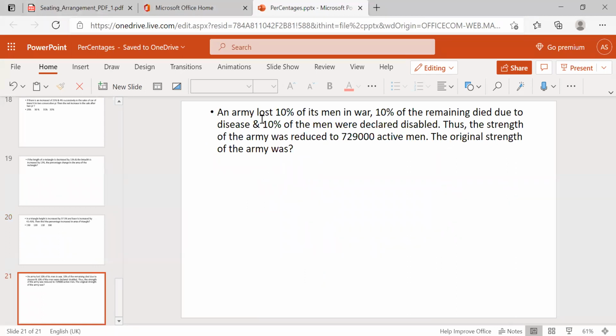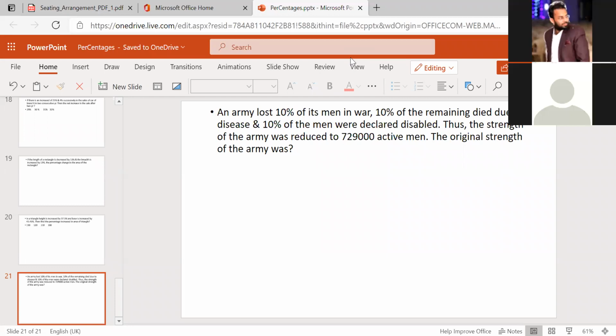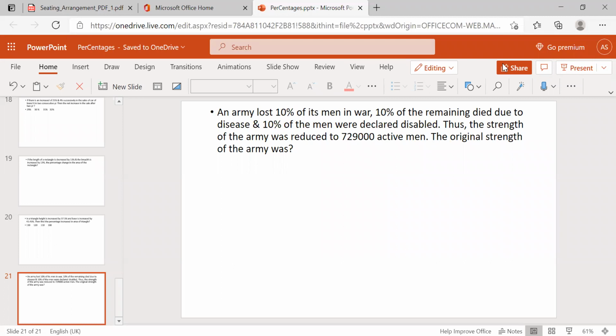An army lost 10% of its men in war. 10% of the remaining died due to disease, and 10% of the men were declared disabled. Disabled means they cannot work now. Thus, the strength of the army was reduced to 729,000 active men. So these are the active men after decreasing 10, 10, 10. They're asking the original strength of the army.